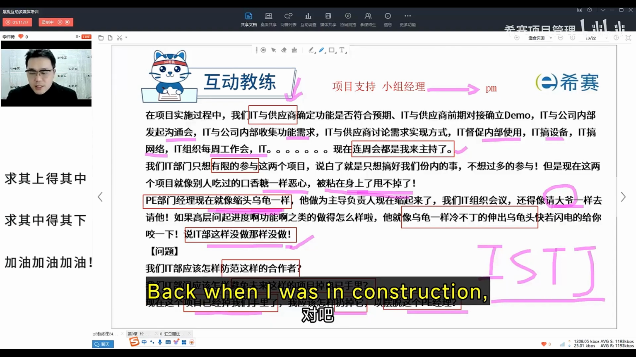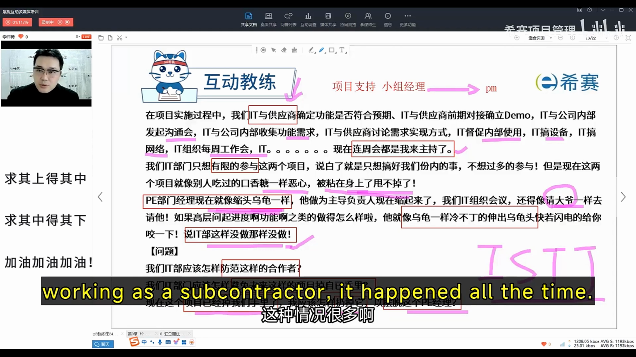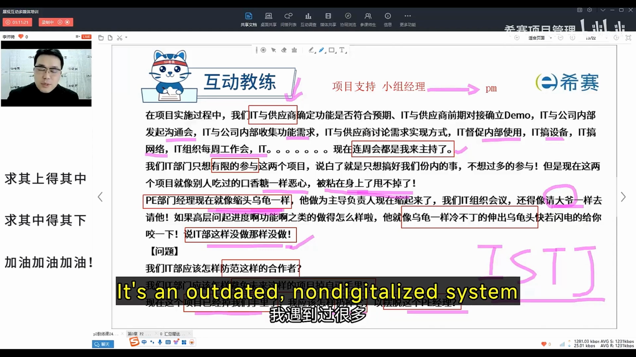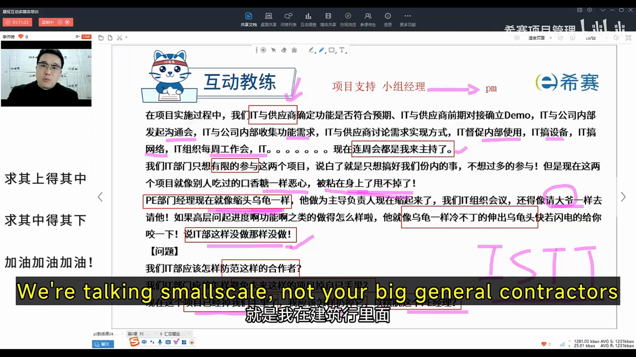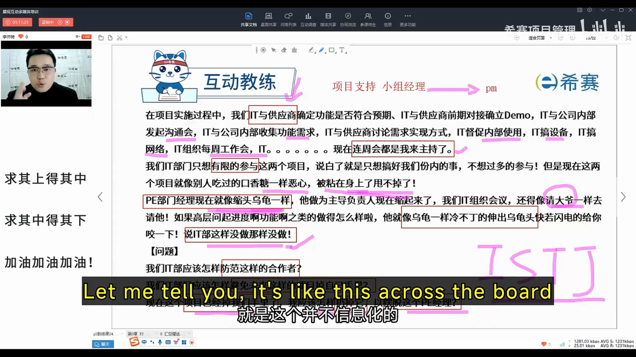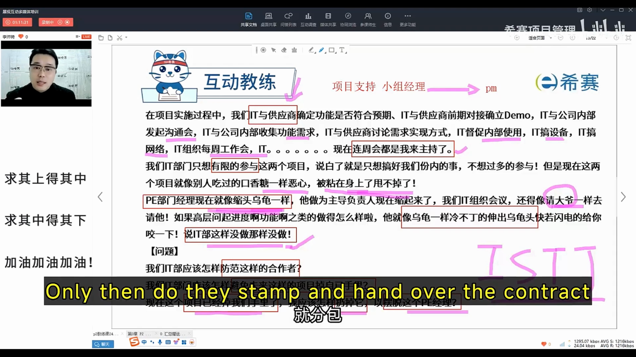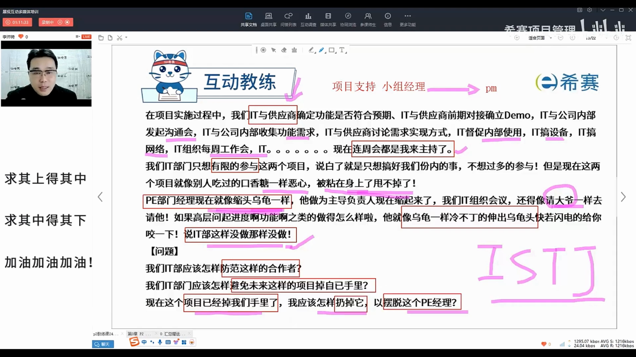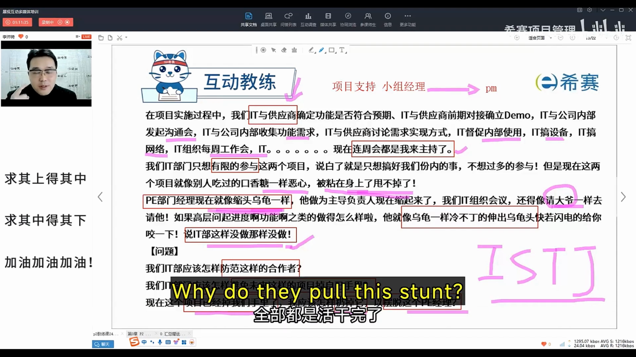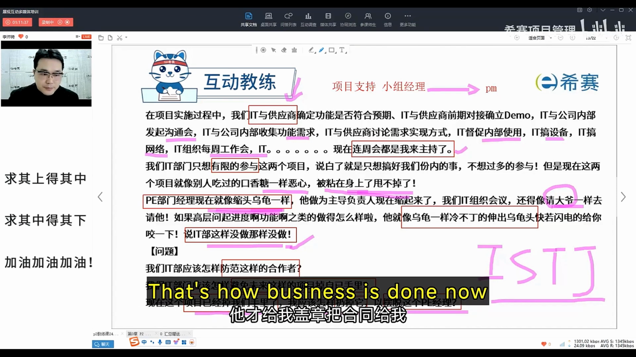Back when I was in construction, working as a subcontractor, it happened all the time. It's an outdated, non-digitalized system. We're talking small scale, not your big general contractors. We're just subcontractors, and let me tell you, it's like this across the board. Every single time, the work's already finished. Only then do they stamp and hand over the contract. And you know what? Why do they pull this stunt? That's how business is done now.